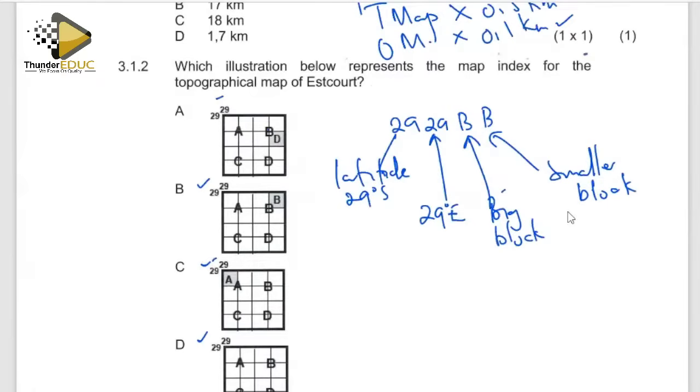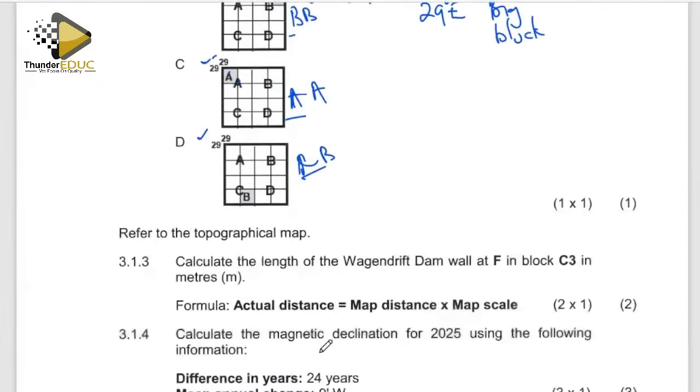Bigger block B is here, and the shaded area has got D. This is BD, 29, 29, BD. This one is 29, 29, bigger block B, smaller block B. If this is our map reference, it means this is going to be the correct response in that instance. Using it as an example, this is 2929A, bigger block A and smaller block A. This is 2929, bigger block C and smaller block B. So these are the references of these four given block references.